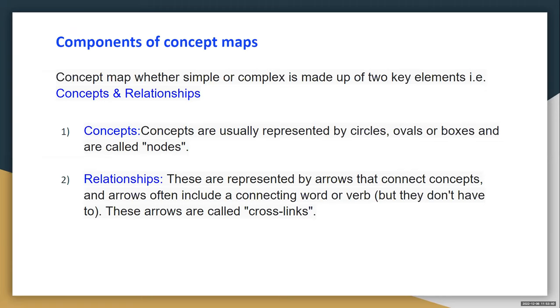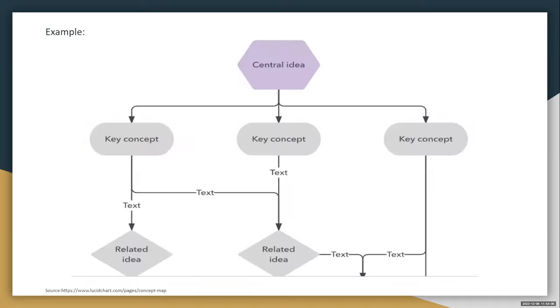These relationship lines could be shown in the form of arrows, and we call these arrows the cross links. And concepts can be shown in the shape of circles, ovals, boxes, and we call these shapes the nodes. So every concept map has nodes and relationship lines. These are some examples of concept maps, where a central idea is broken into sub ideas, and further the sub ideas are broken into sub concepts.